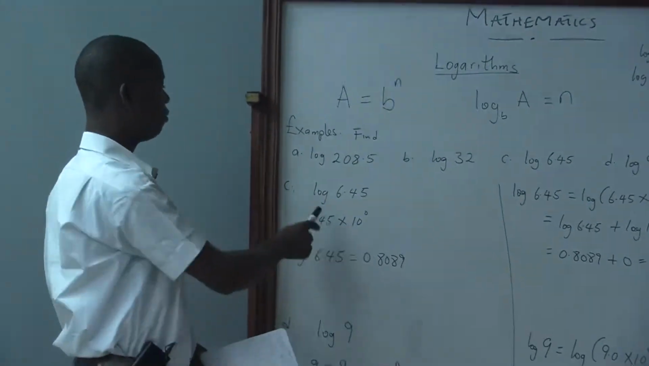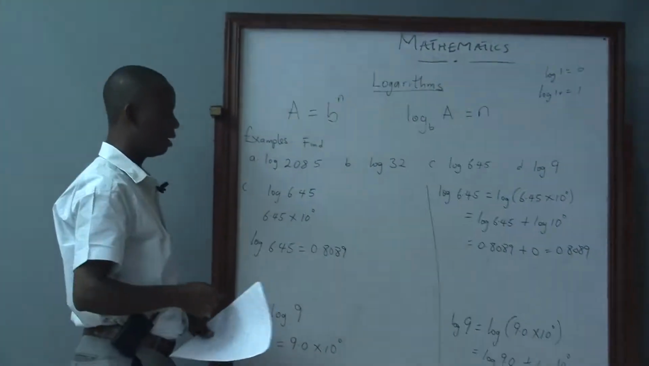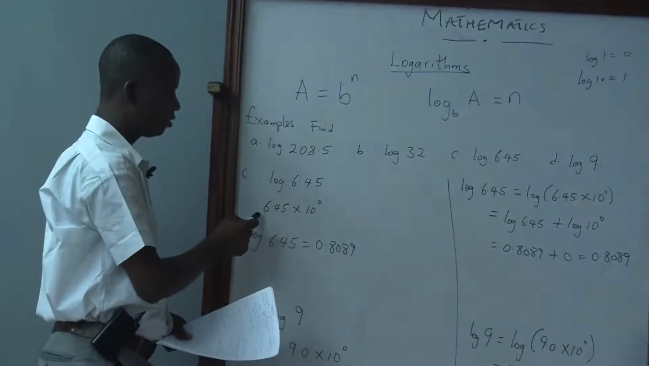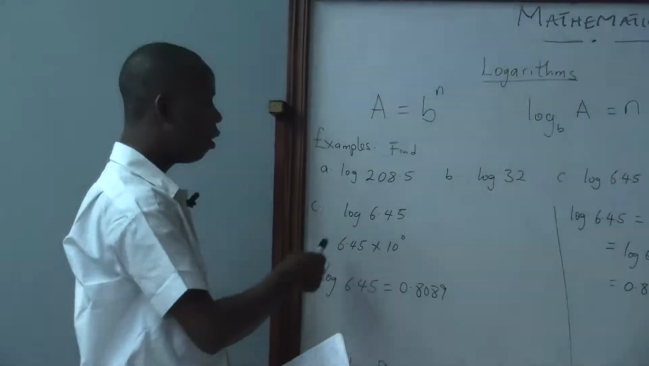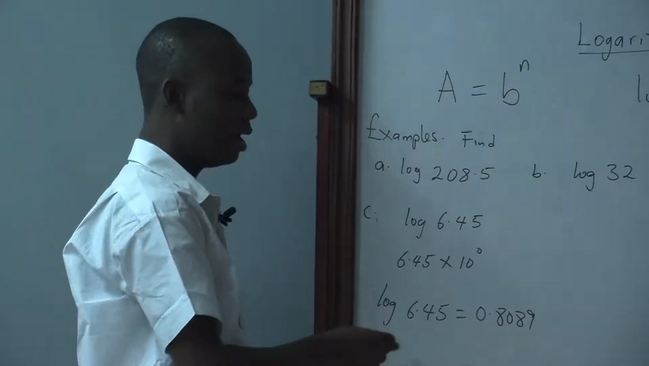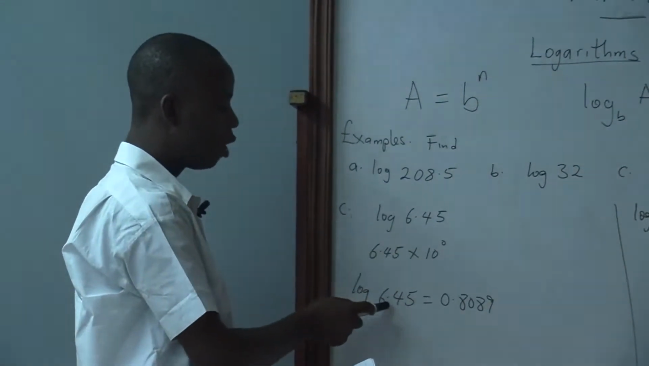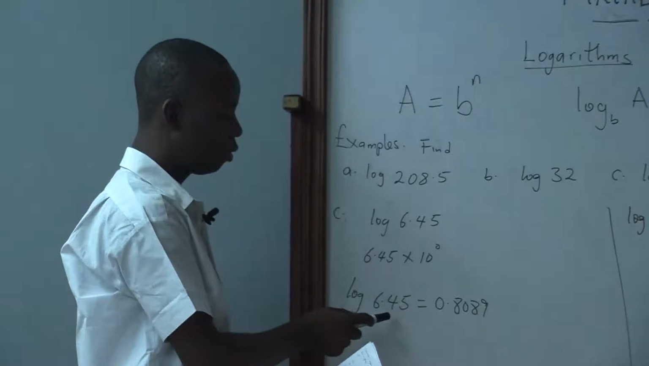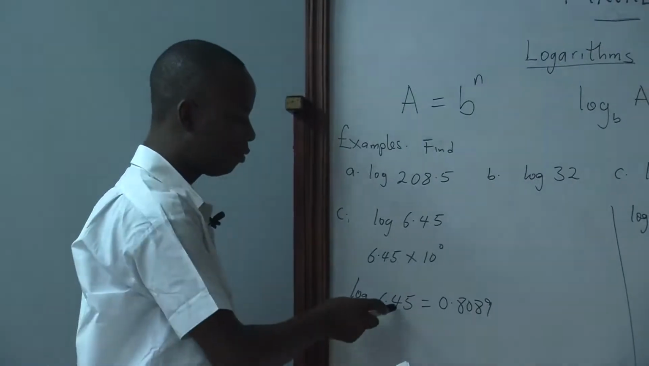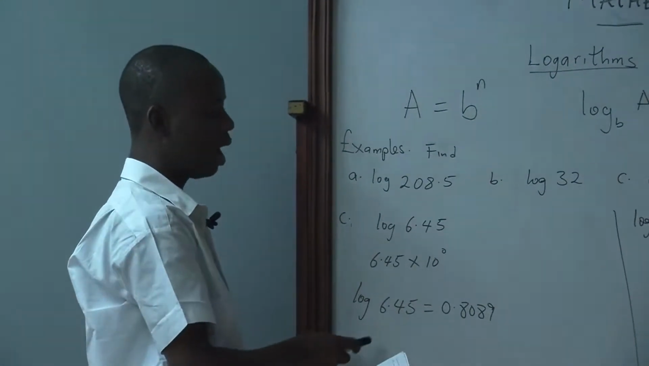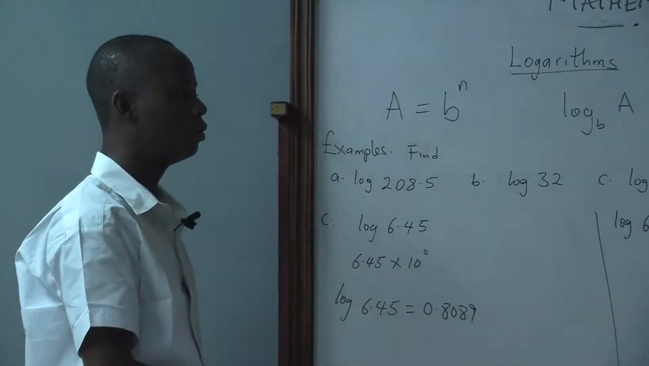Example number C. We have log 6.45. We're going to write the number in standard form, and 6.45 in standard form is 6.45 times 10 raised to the power of 0. So we know that the power of 10 here would be our characteristic, that's 0 point. Then we now look in the log table. We're going to find 65, the column 65 under row 5, and the value we're going to have there is 8089, and that will give us our value.